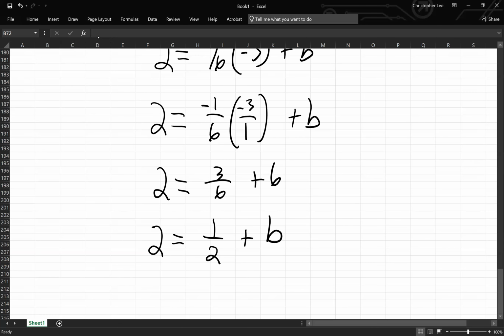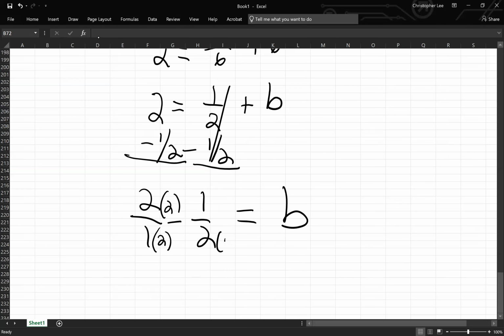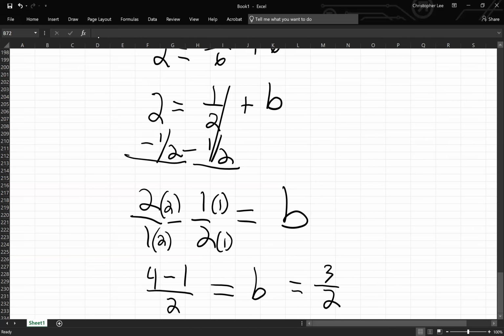Plus b, right? Now I'm going to subtract the half to get rid of it. What I do to one side, do it to the other, right? So what is 2 over 1 minus 1 over 2, which is equal to b? What's the LCD here? Isn't it 2? So I'm going to multiply this by 2. What I do to the bottom, do to the top. So now 4 minus 1 over 2 is equal to b. What's 4 minus 1 again? So 3 over 2. Okay.